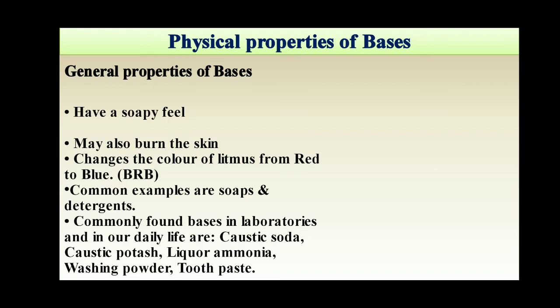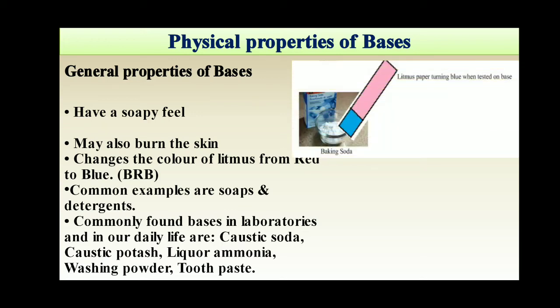Okay, common examples of bases are soaps and detergents, and commonly found bases in laboratories and in our daily life are caustic soda, caustic potash, liquor ammonia, washing powder and toothpaste. So these are the different types of bases that we use in our everyday life. And in this litmus paper, you can see that a base can turn red litmus into blue.